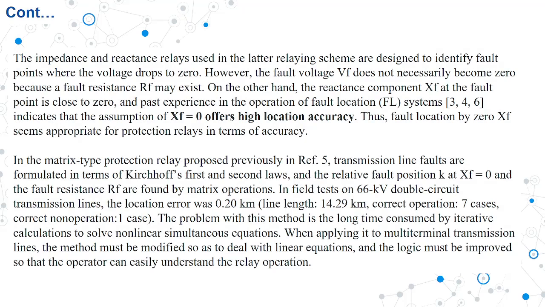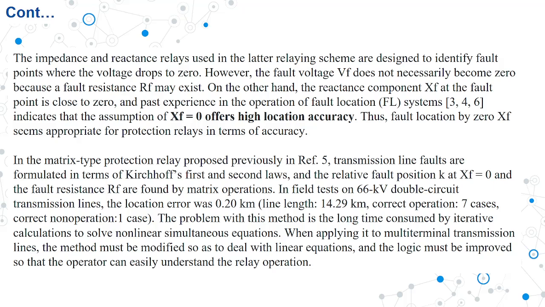The impedance and reactance used in the latter relay schemes are designed to identify the fault points, where the voltage drops to zero. Once a fault occurs in the system, the resistance or the reactance goes to zero, and then the voltage drops to zero. Otherwise, if it is not a fault, this is not going to happen.